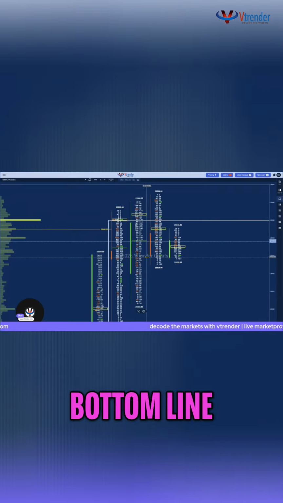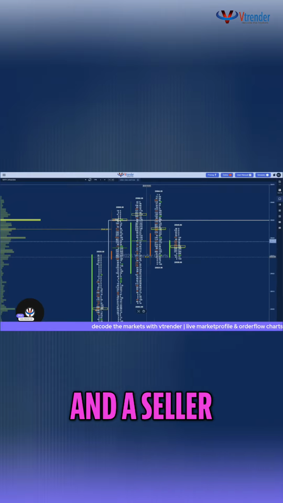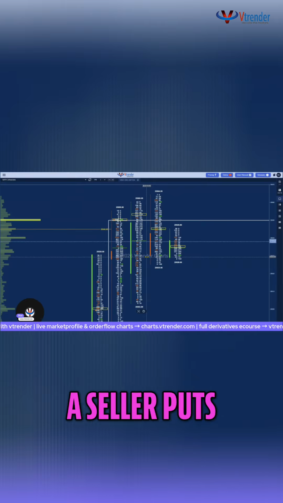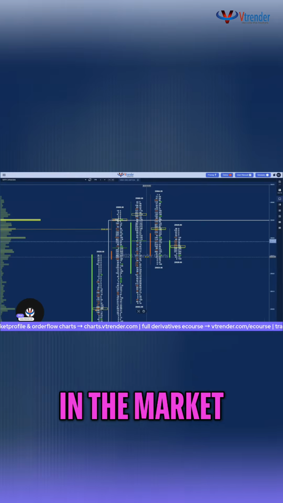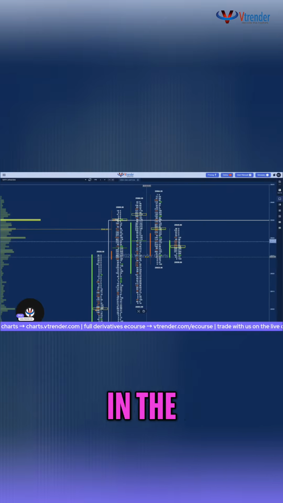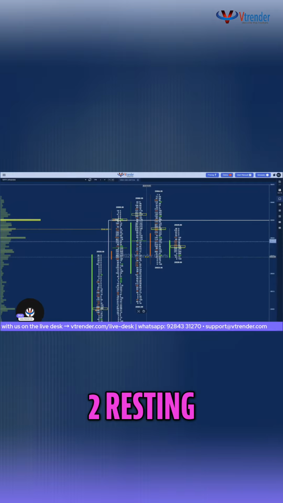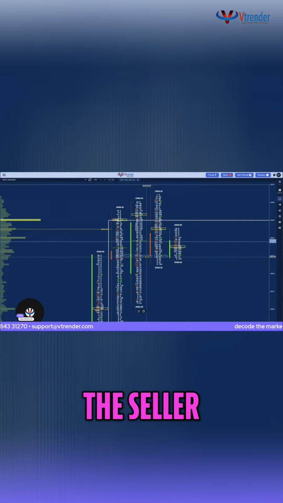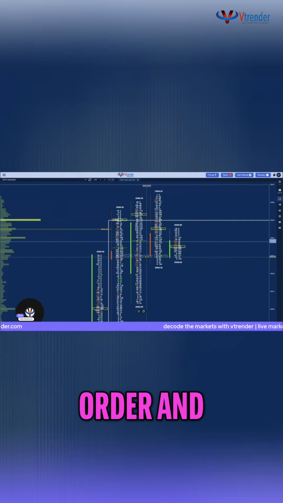Now, this is foundational. This is the bottom line. So if a buyer and a seller are putting two limit orders in the market, a buyer puts a limit order, a seller puts a limit order in the market, and there's nobody else, there's no third person in the market, price cannot move, price will not move. There is no condition for price to move simply because there are two resting orders or two limit orders in the market.